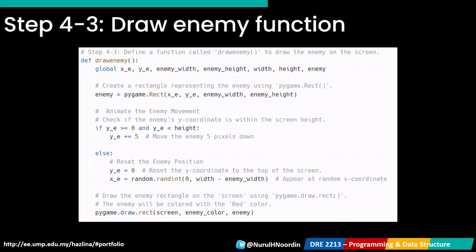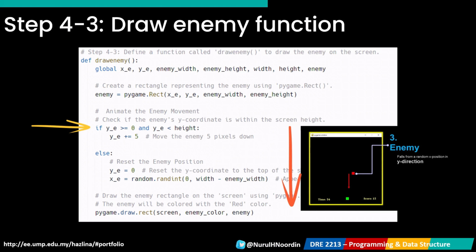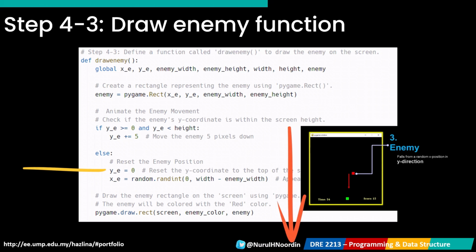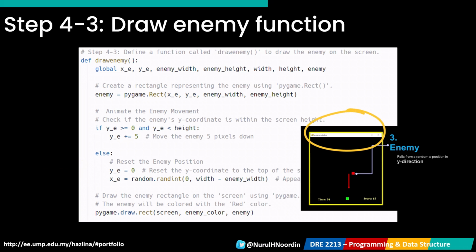Now, let's animate the enemy's movement. We check if the enemy's Y coordinate is within the screen height. If so, we move the enemy 5 pixels down. If the enemy goes off the screen, we reset its position. The Y coordinate is set to 0, positioning it at the top of the screen, while the X coordinate is randomly chosen, allowing the enemy to reappear at different horizontal positions.